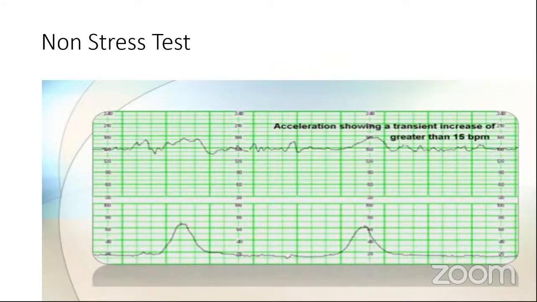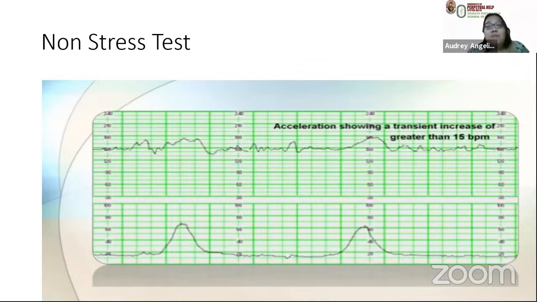Okay? What are the other information that you could get from your non-stress test? Beat-to-beat variability. So the change of your heart rate, normal would be how many? 5 to 25. Less than 5, you will say that it is minimal variability. 5 to 25 would be normal or moderate variability, and more than 25 would be marked variability.